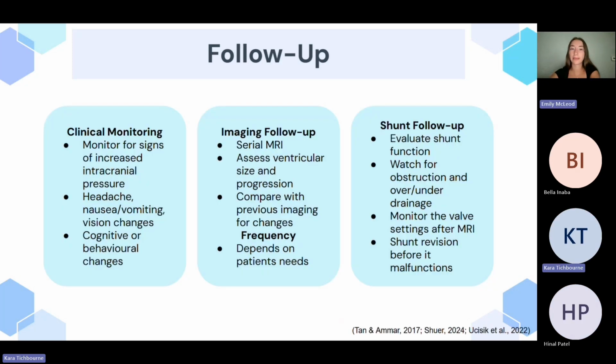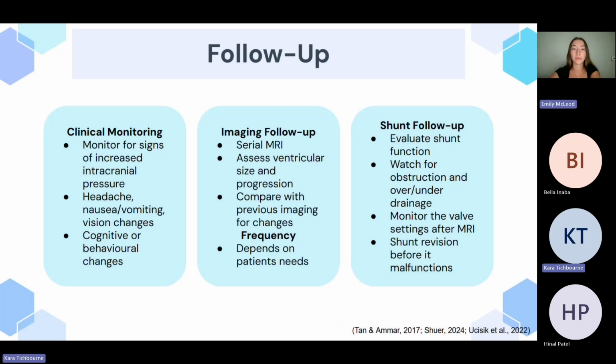Ongoing follow-up is essential for patients with hydrocephalus to monitor the patient's condition and ensure proper treatment is being delivered. Clinical monitoring needs to be done to monitor signs of increased intracranial pressure: headaches, nausea, vomiting, visual disturbances, and cognitive or behavioral changes. These symptoms may indicate worsening hydrocephalus or shunt malfunction.